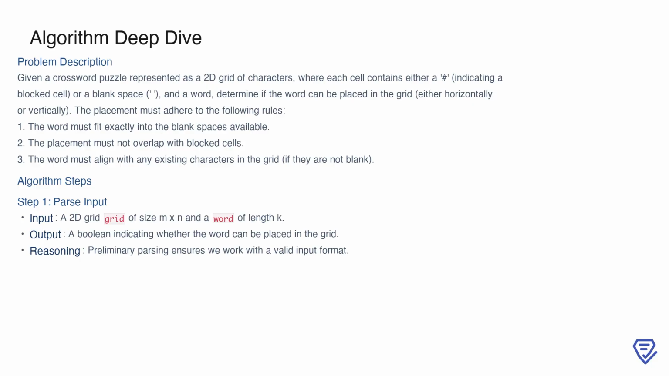To solve this, we'll follow a structured approach. We begin by parsing the input, ensuring the grid and word are in the correct format. This initial step helps prepare the data for the subsequent checks. Once input parsing is complete, we proceed to evaluate potential placements in the grid, starting with horizontal placement and then moving to vertical placement, systematically checking each possibility for validity.